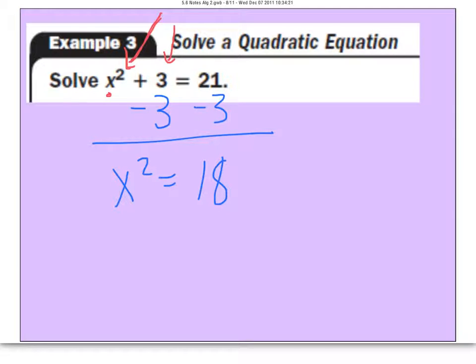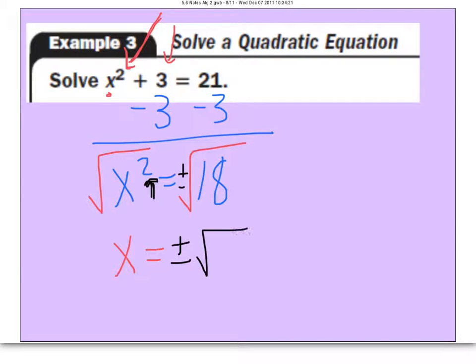The way to get rid of the squared is to take a square root. If you do it to one side, you have to do it to the other. So the square root and the squared cancel each other out, and I'm left with this. Now be careful, whenever you solve a quadratic and you take the square root of both sides, you have to put a plus and minus right here. Because the squared right here means there's two answers, a plus and a minus, so don't forget that.